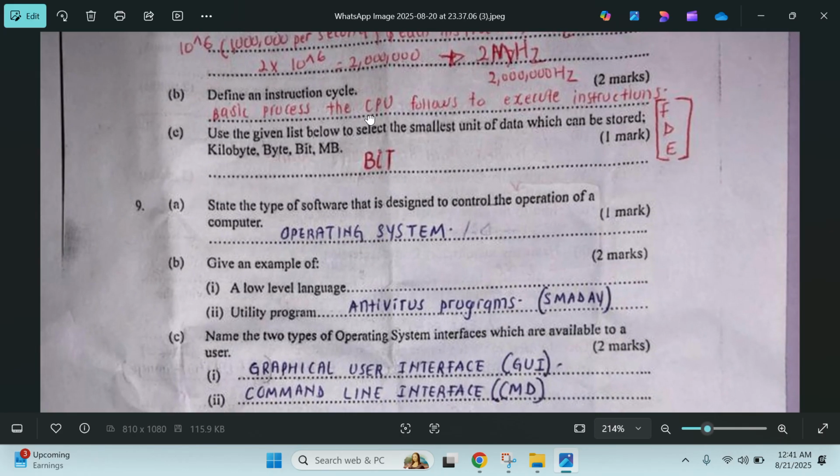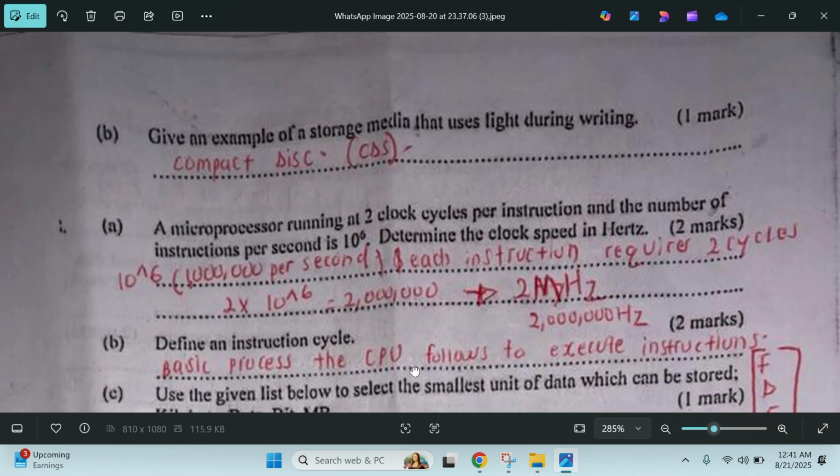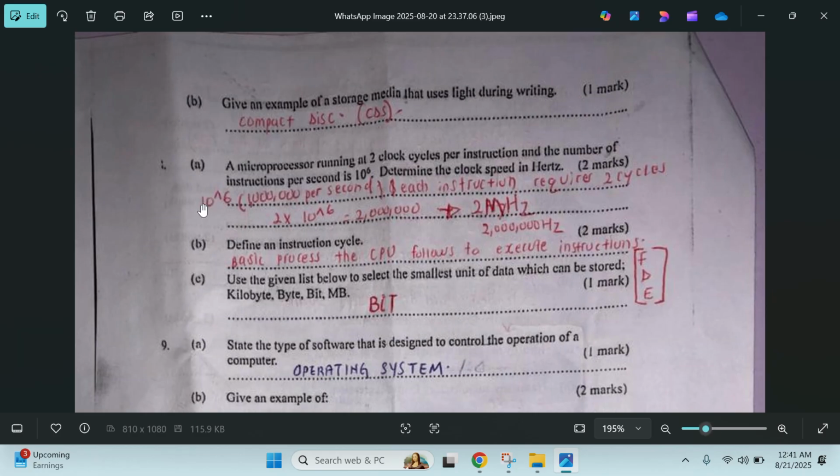So that is 7. Still, I'm at 7. Give one example of a storage media that uses light during writing. That is a compact disc or DVDs or Blu-rays. 8.